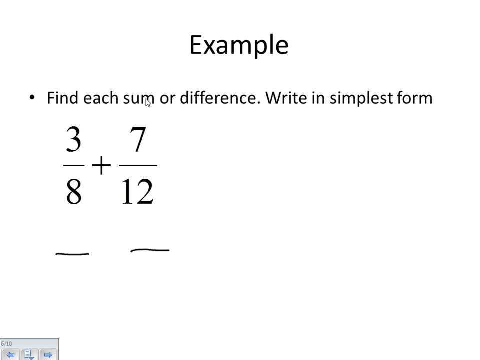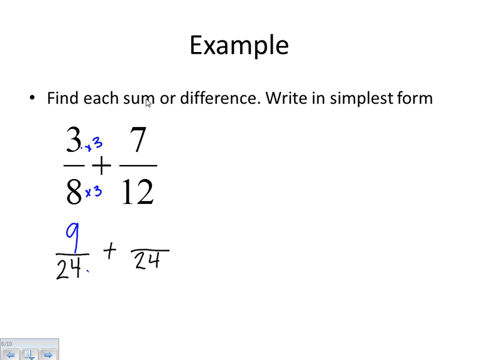Okay, so first of all, we got to think about what would be our common denominator. Well, in this case, we could actually do 24. All right, and then we have to ask ourselves, what can we multiply by 8 to get us to 24? Well, we can multiply by 3. And if we multiply the bottom by 3, we've got to multiply the top by 3. And 8 times 3 is 24. 3 times 3 is 9.